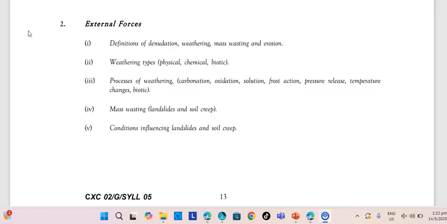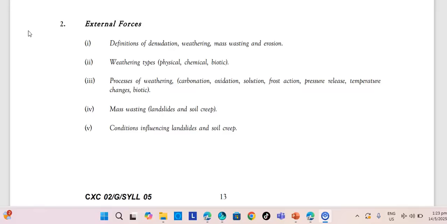Two causes of physical weathering, also called mechanical weathering, are temperature changes. So rocks expand in heat and contract in cold. Another cause of physical weathering is pressure release. So pressure release means the overlying rocks are removed, resulting in physical weathering.